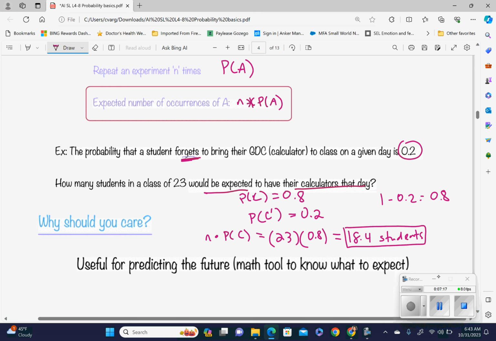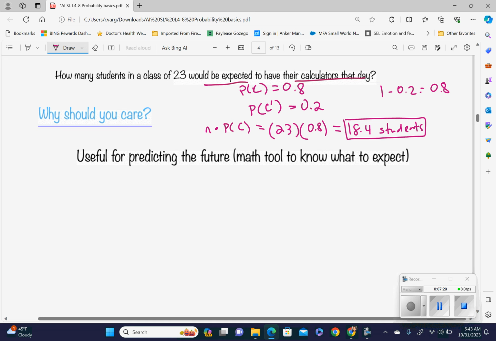So this is why we should care about this, right? It's used for predicting the future, to know what to expect. This happens in casinos and a lot of different places.